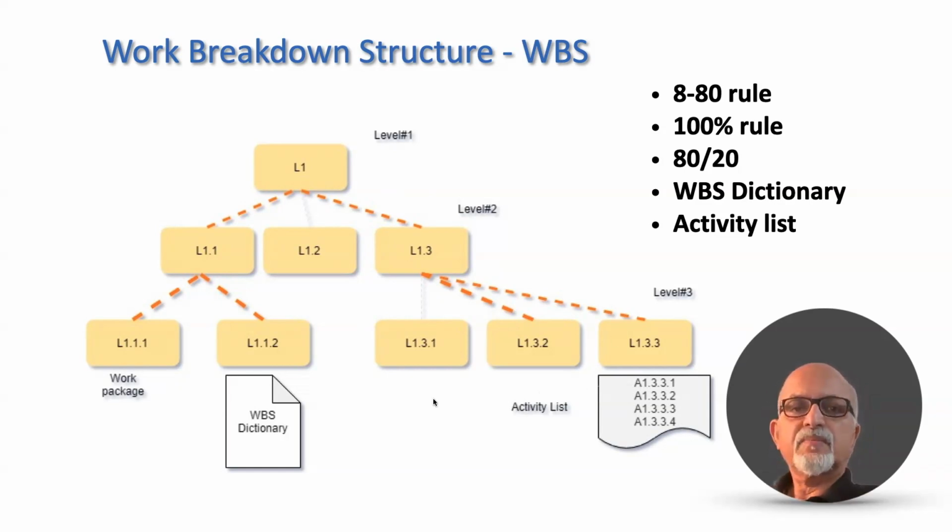Once the work packages are identified, we define a WBS dictionary. A WBS dictionary provides additional information about the work packages, like what the predecessor activities are, what the successor activities to be performed are, what quality standards are to be followed, etc. Once the work packages are finalized, the next step is to decompose those work packages into activities, and we arrive at the activity list. And here there are terms like the 8/80 rule.